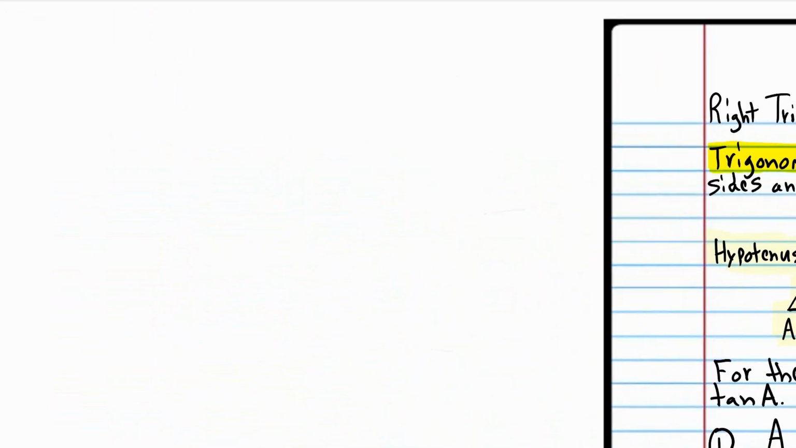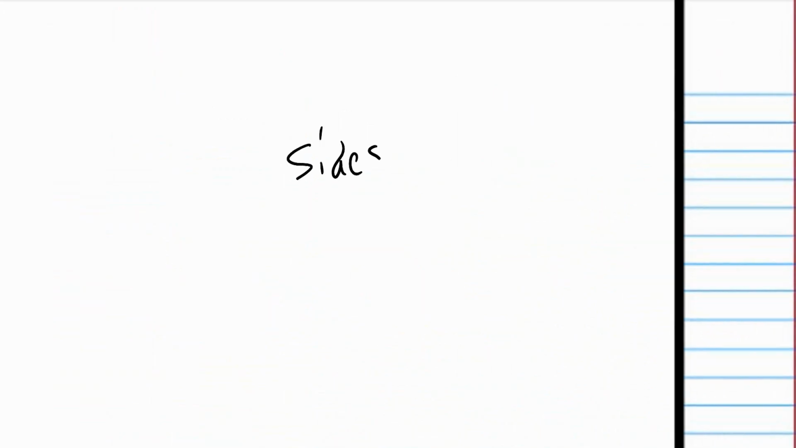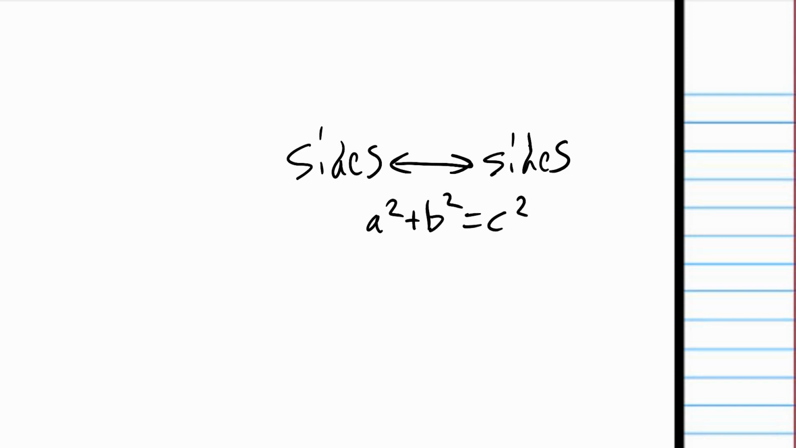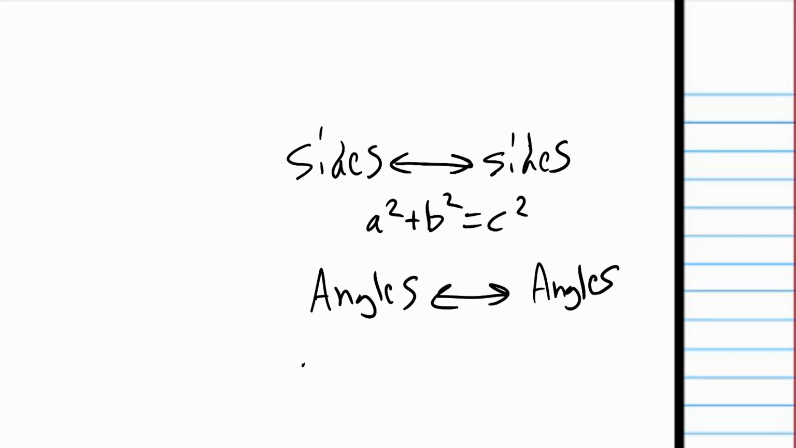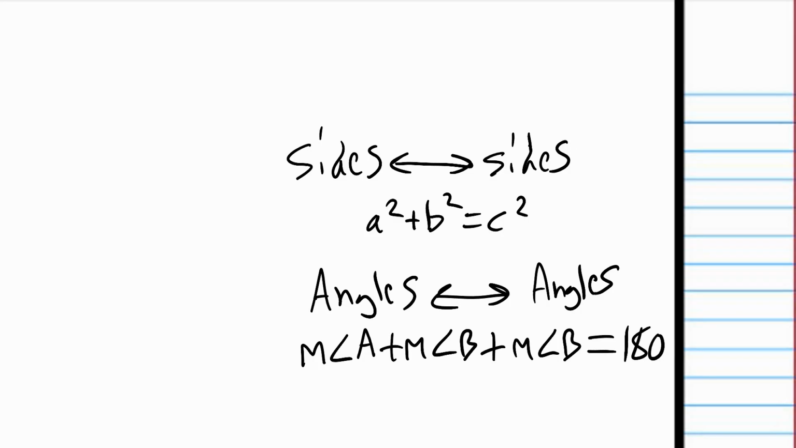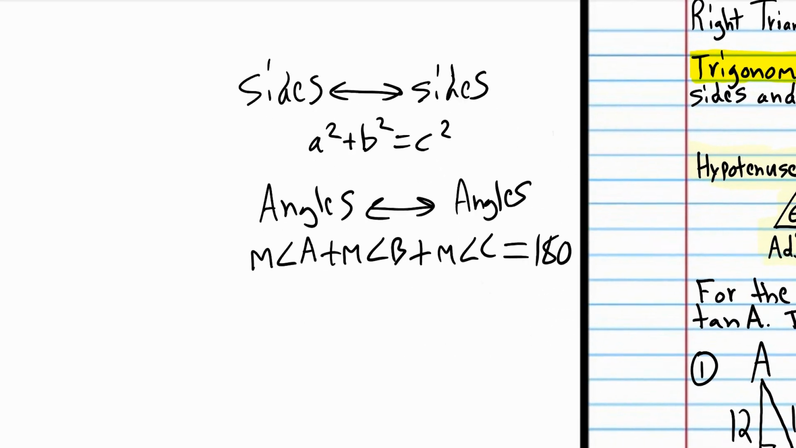So previously in this course, we learned a relationship between the sides of a right triangle. That was the Pythagorean theorem. And we learned a relationship between the angles of triangles. And that was the triangle sum theorem. The sum of the measures of the angles in a triangle must be 180 degrees. Whoops, that last one should be C. So that relates the angles of a triangle.